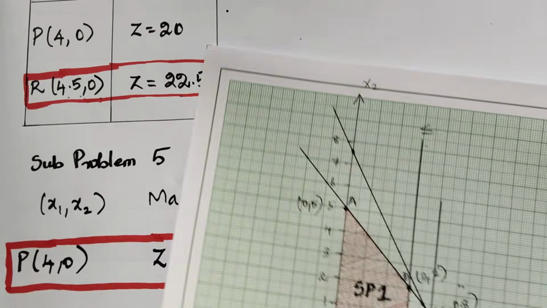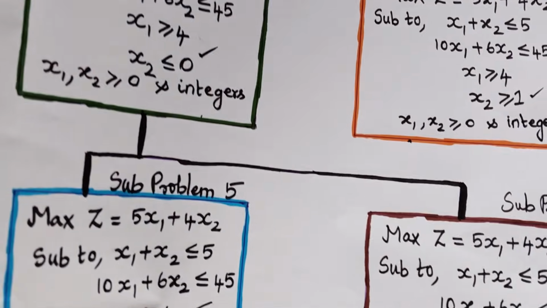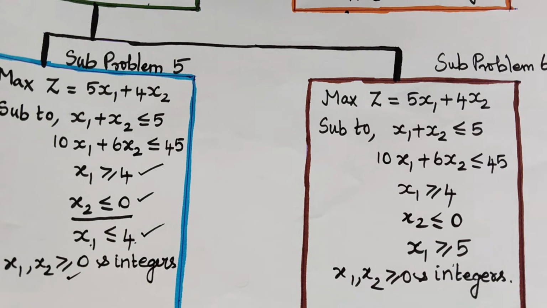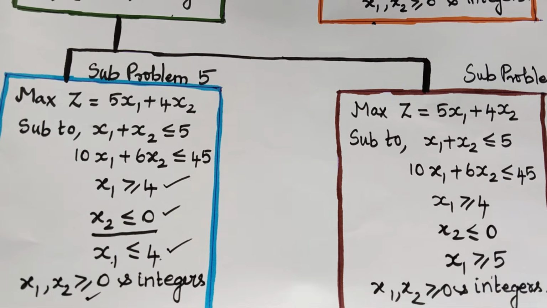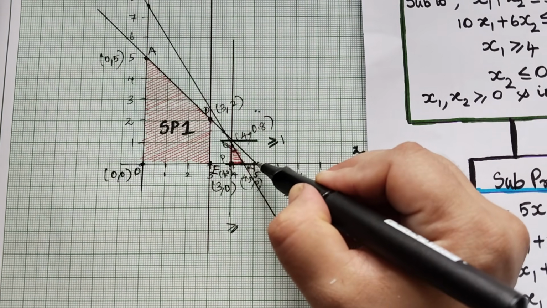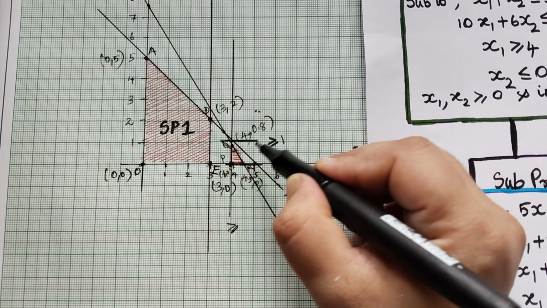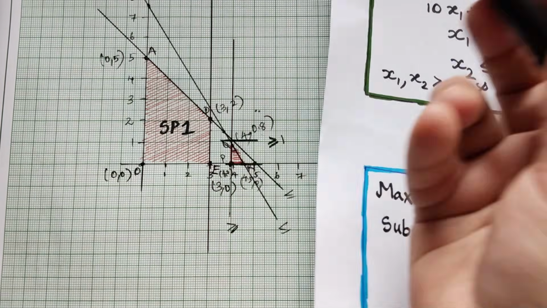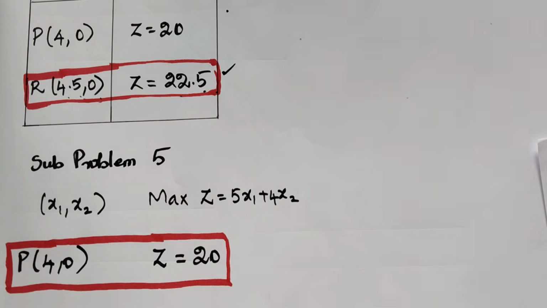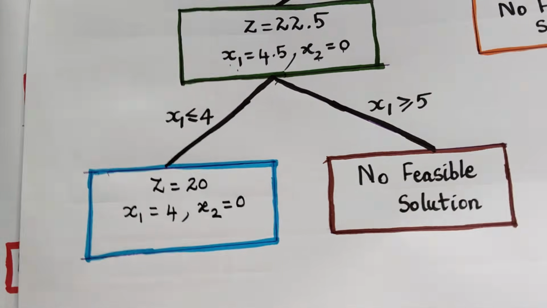Now we have to check subproblem 6 that we have written here. The new constraint added is x1 greater than or equal to 5. And if you see, when we take x1 greater than or equal to 5, the region is beyond this and it is out of the intersection region. And so in this case the solution will be infeasible. So this is the solution of subproblem 5, and for subproblem 6 it will be an infeasible solution, and so it will branch like this.